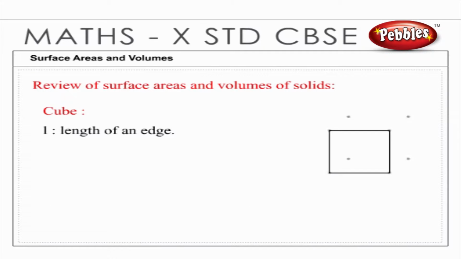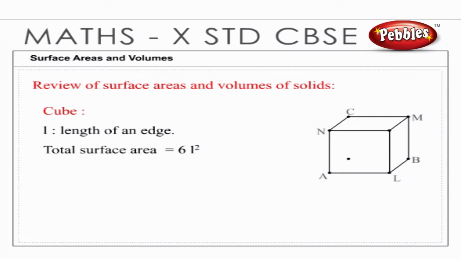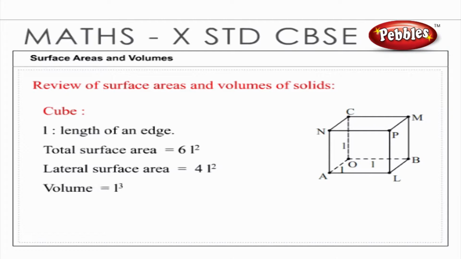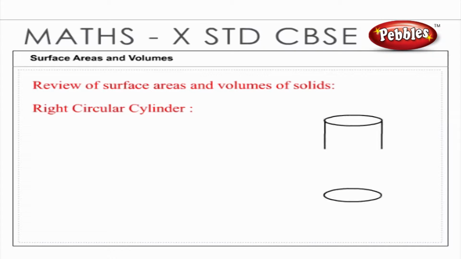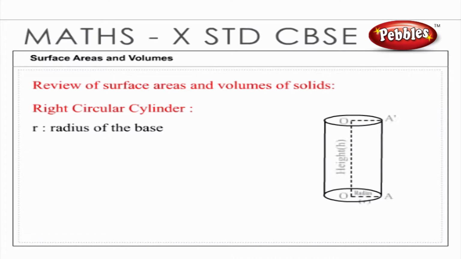Cube. L, length of an edge. Total surface area, 6L squared. Lateral surface area, 4L squared. Volume, L cubed.